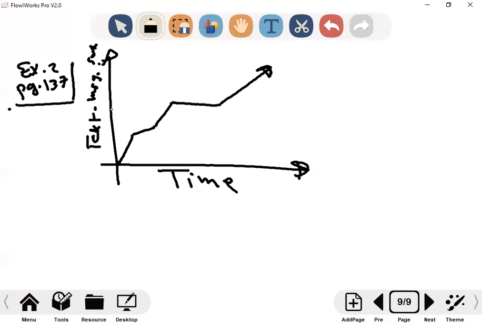Now let's read the question together. Part A. Identify the independent and the dependent variable of the relation. Take your pencil and fill with me. X is the independent. This is the relation. This is the x side. What's the independent? X. Time. So the time is the independent variable. And what's the dependent? Text messages, right?